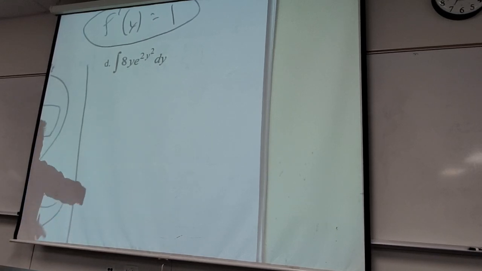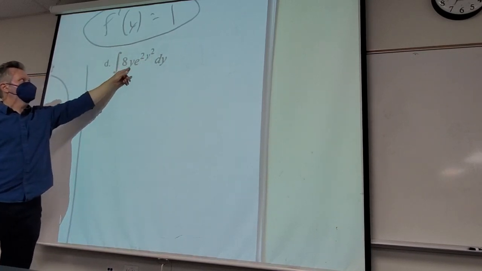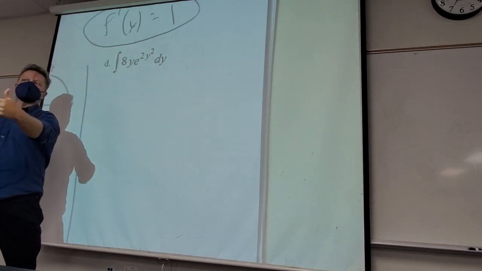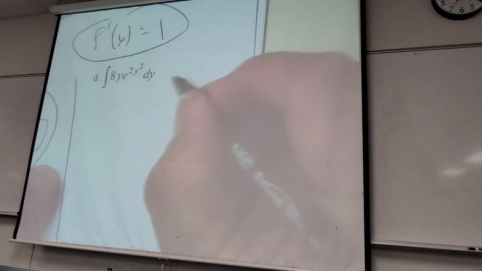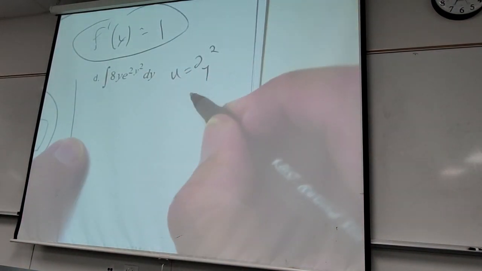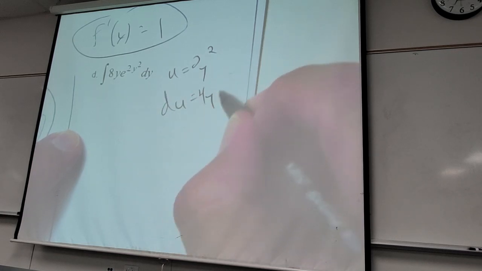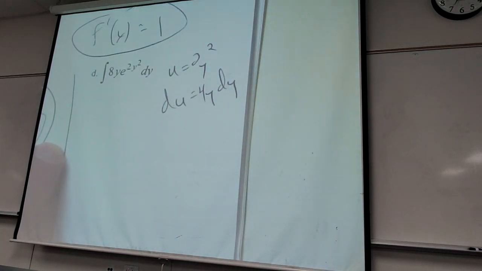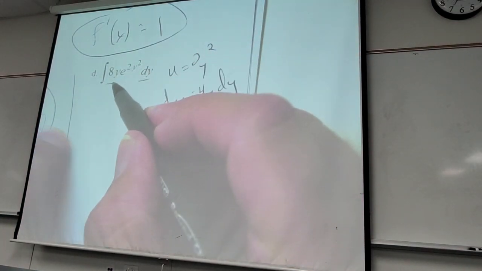Thank God that's there. That's something y squared, so I need something y outside. That means I can do it. So what am I going to let u equal? 2y squared, the stuff that's stuck. So what's du? 4y dy, right? So do I have 4y dy? I've got too much, don't I?